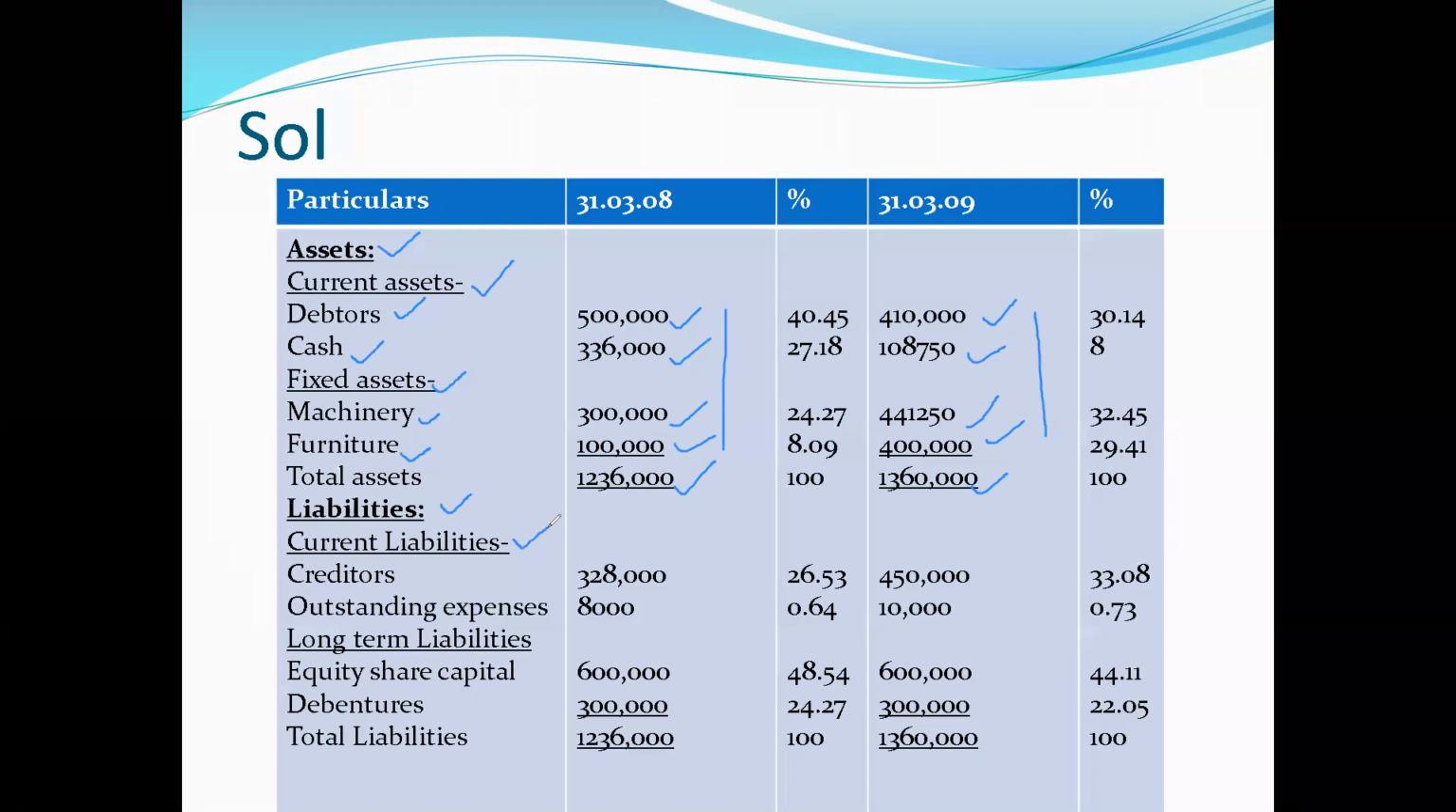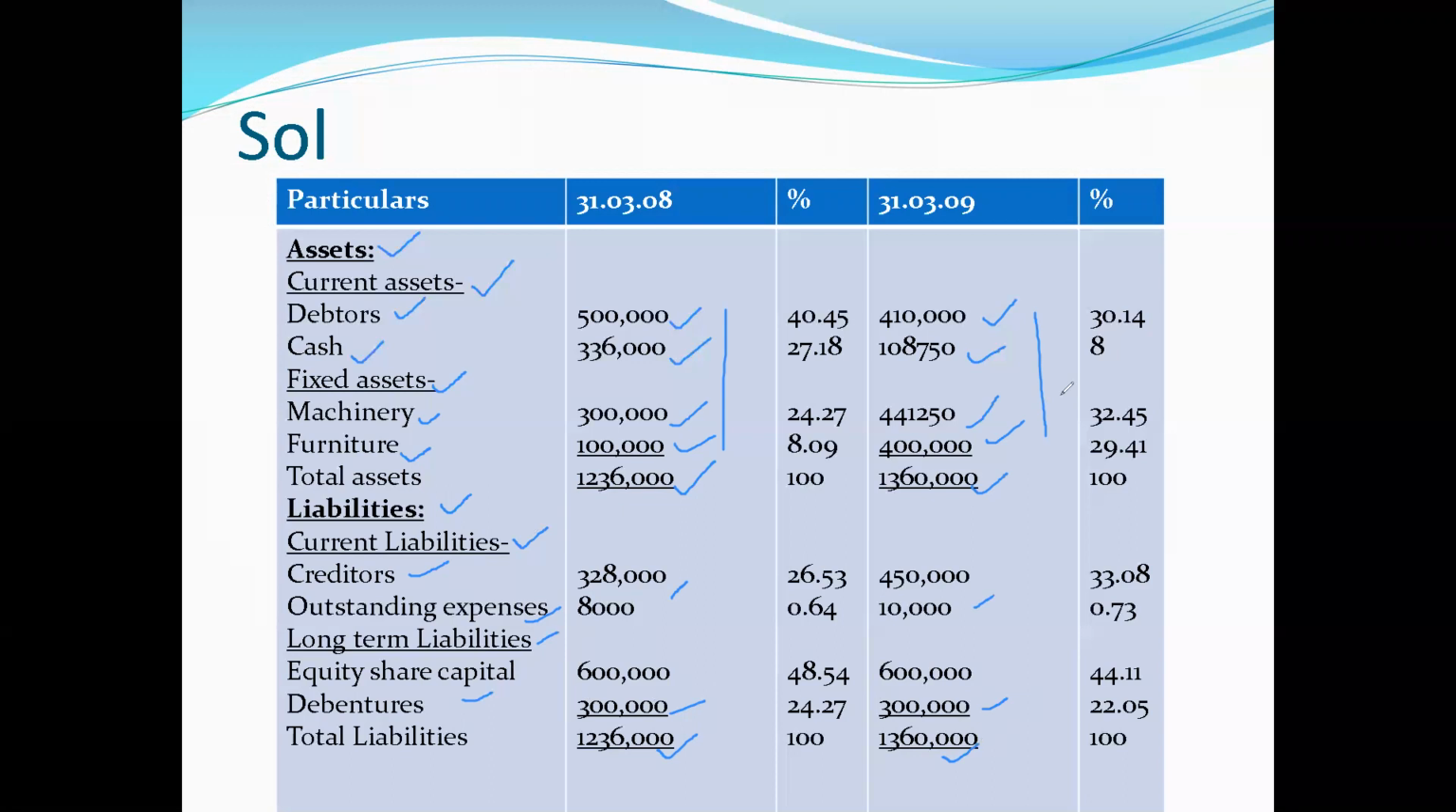Then we'll record the liabilities. First we'll write the current liabilities. Creditors and outstanding expenses are given, and their values are given in the question. Then we'll record the long-term liabilities, debentures and equity share capital. Both the values we are going to record. And the total would be the same as the total of assets, as assets and liabilities for a particular period would be the same.